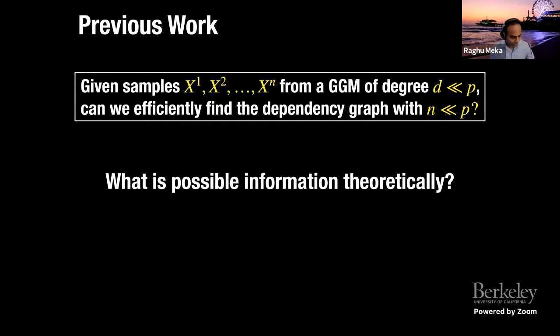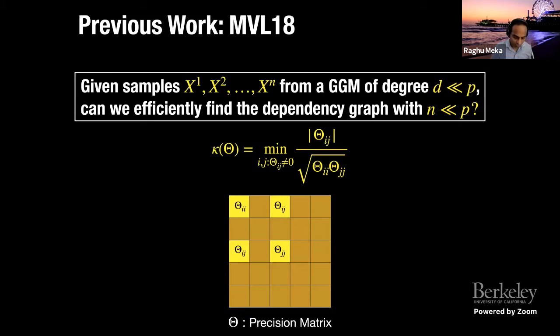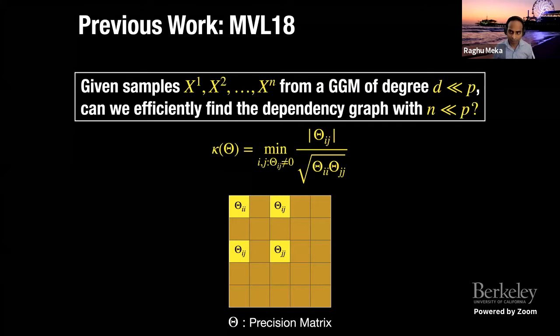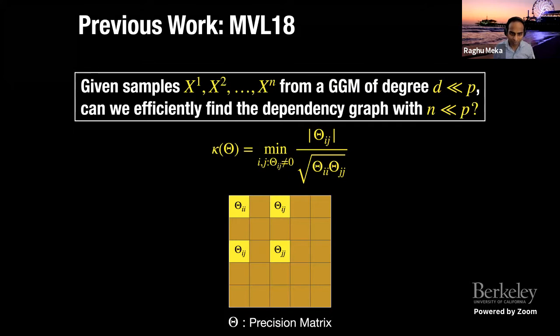Okay. But before going ahead and trying to solve the problem, let's try to think what is even possible for this question. What can I solve information theoretically? If you put aside the computational efficiency issues, how many samples do you need to learn a general GGM? To formulate this precisely, I need to introduce one other parameter for the model. And this I'll call kappa.